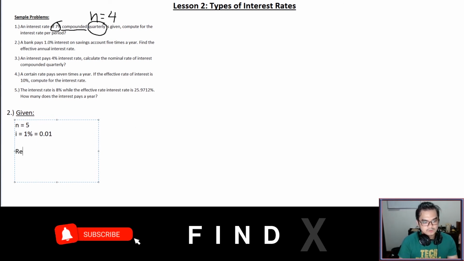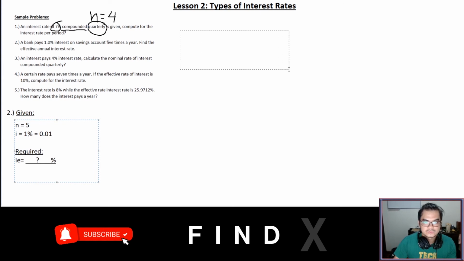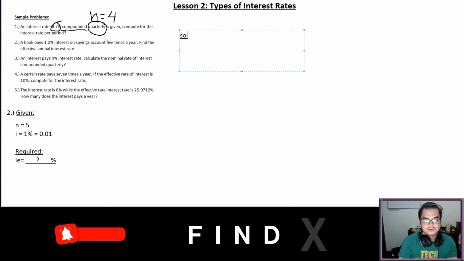Okay, so getting the required. We are required to find what? We are required to find effective annual interest, so that is IE. This must be in percent. Okay, and then going to the solution. Solution will be just easy.